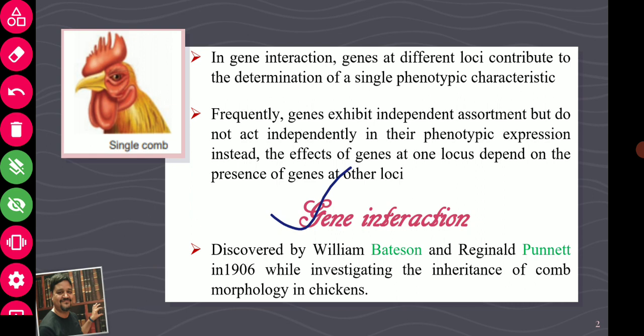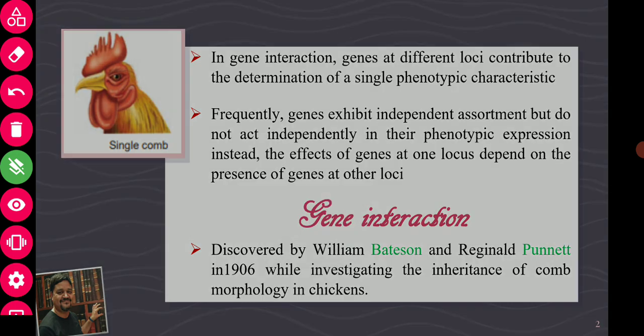It was discovered by William Bateson and Reginald Punnett. Bateson and Punnett discovered it when they were working with the inheritance pattern of comb pattern in poultry. So, we will see how this comb pattern in poultry is controlled.